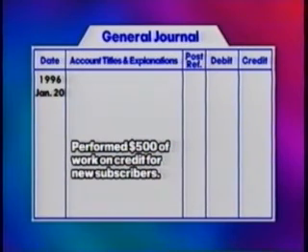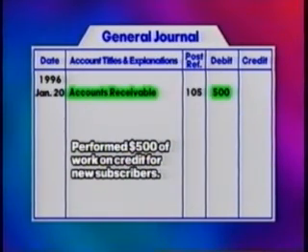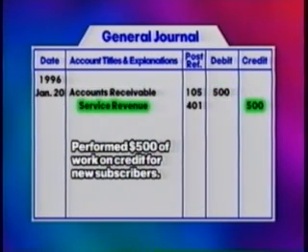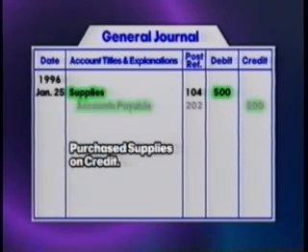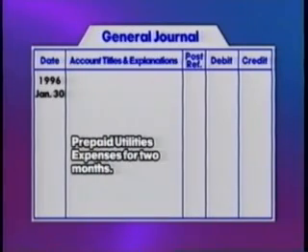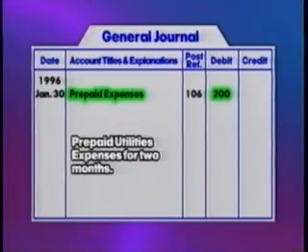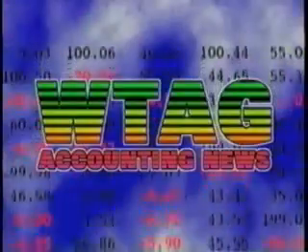Performing $500 of work on credit is entered as a debit to accounts receivable, an asset that is increasing, and as a credit to service revenue, a revenue account which is also increasing. Buying $500 supplies on credit is entered as a debit to supplies and as a credit to accounts payable, a liability account. And prepaying for expenses is entered as a debit to prepaid expenses and as a credit to cash.